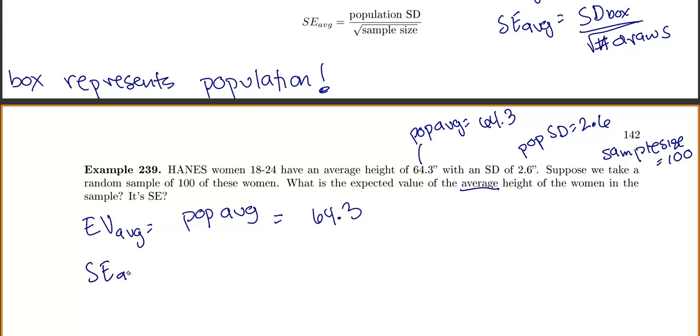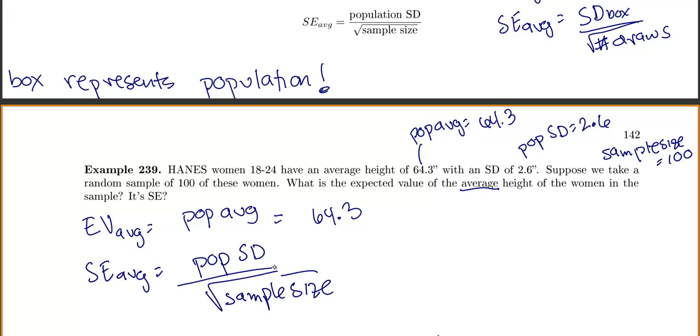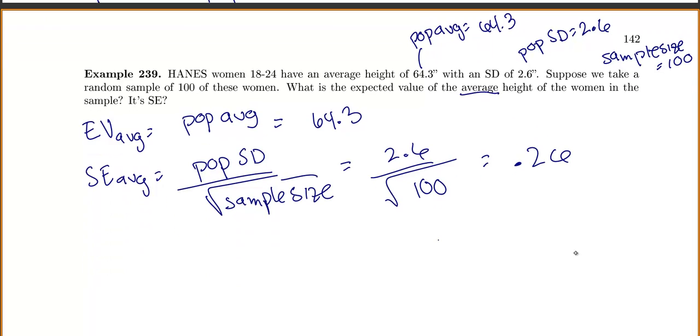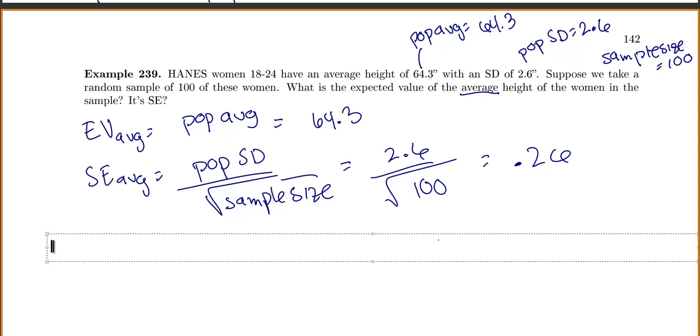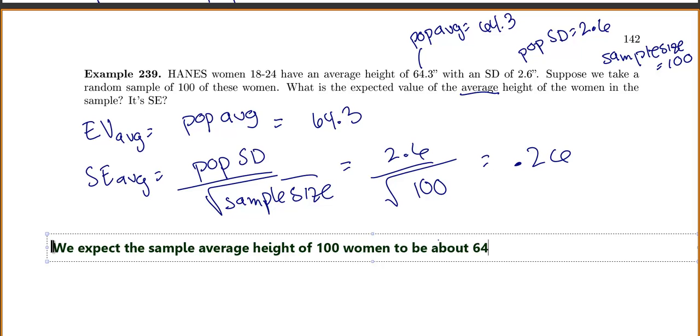And the standard error of your average is equal to your population standard deviation over the square root of your sample size. So my population standard deviation was 2.6, and the square root of your sample size, square root of 100, gives me 0.26. And you've done all the calculations. That really wasn't too bad. So what does this mean? We expect the sample average height of 100 women to be about 64.3 inches, give or take 0.26 inches.